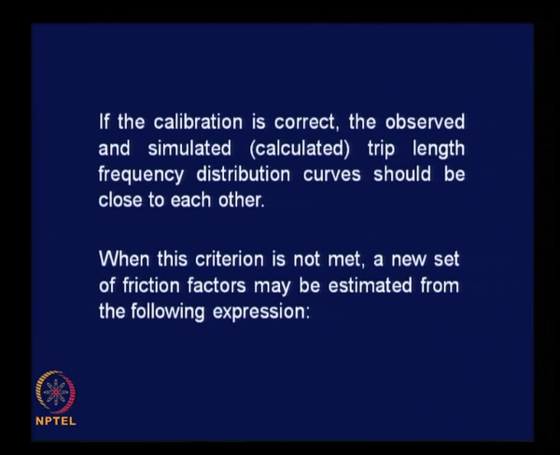When this criterion is not met, because if they are not matching with one another, a new set of friction factors may be estimated. If they are not matching, the reason is obvious. Our friction factor assumption is not accurate, it is not really replicating the field observed trip distribution pattern. Change your functional form, okay, get a new Fij value and then distribute the trips using the gravity model with that Fij value, right.